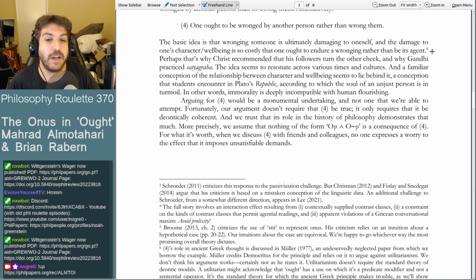Perhaps that's why Christ recommended that his followers turn the other cheek, and why Gandhi practiced satyagraha. Apologize for how I say that. The idea seems to resonate across various times and cultures, and a familiar conception of the relationship between character and well-being seems to lie behind it, a conception that students encounter in Plato's Republic, according to which the soul of an unjust person is in turmoil. In other words, immorality is deeply incompatible with human flourishing.